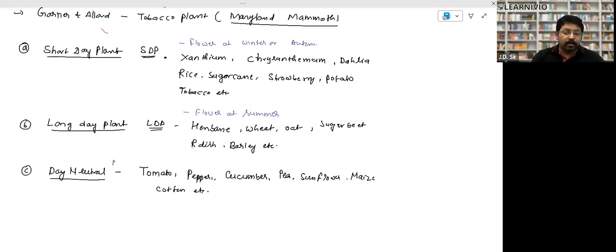Day neutral plants are called DNP. They are not affected by long day or short day. All 12 months they flower; they can reproduce at any point of the year, right? Examples: tomato, pepper, cucumber, pea, sunflower, maize, and cotton. So on the basis of light exposure, plants are divided into three categories: SDP, LDP, and DNP. Clear? Will you remember these names? You have to, if you want to crack the question.